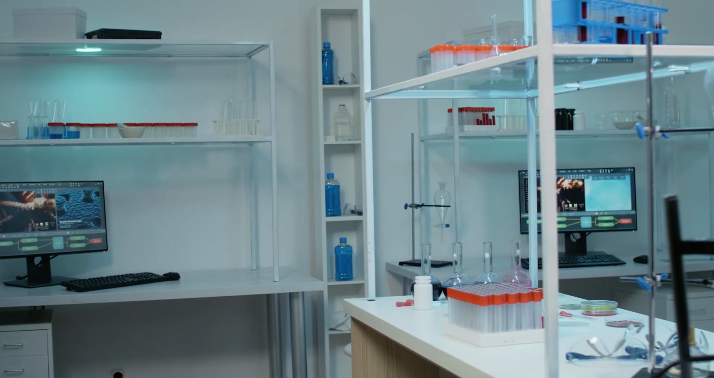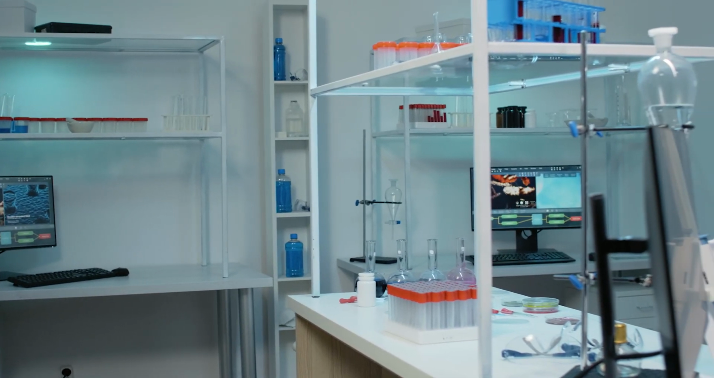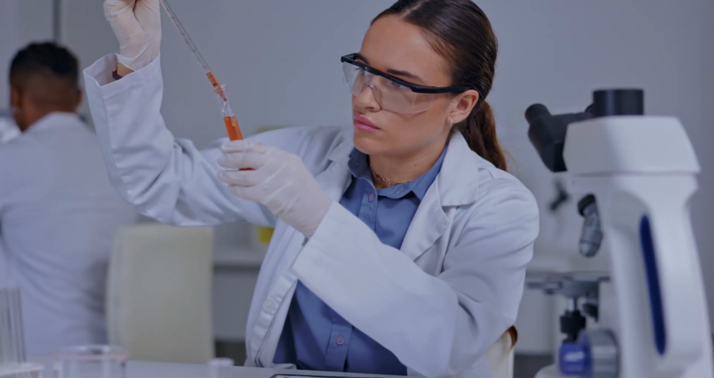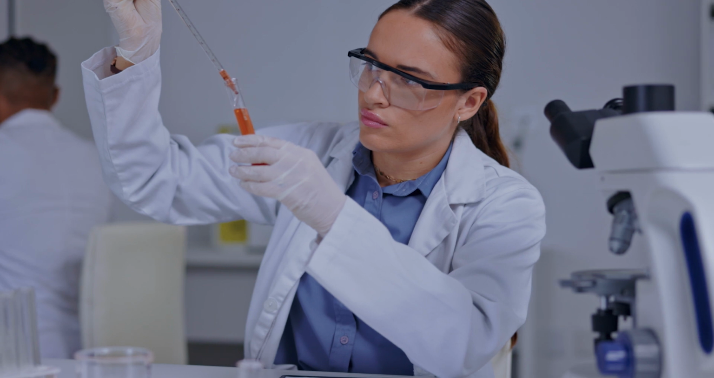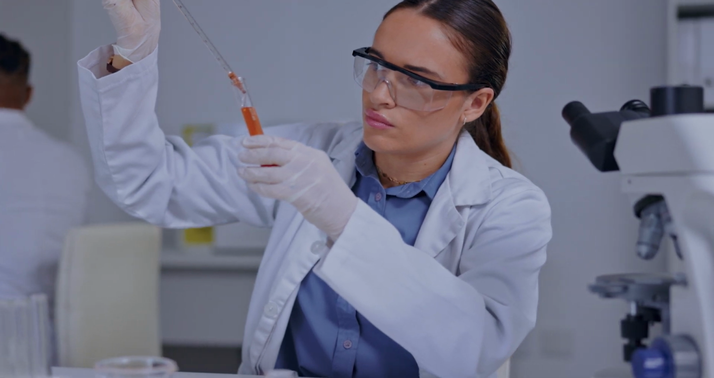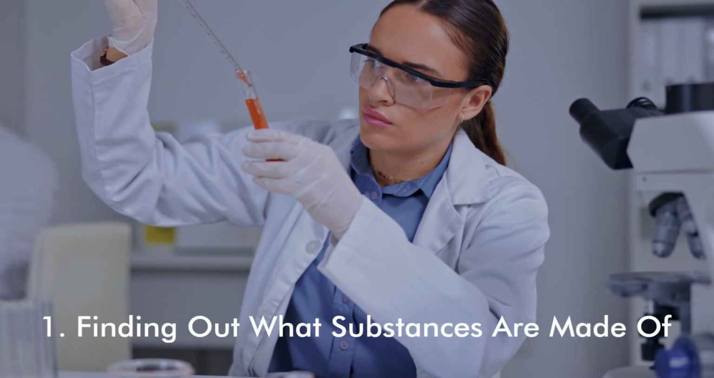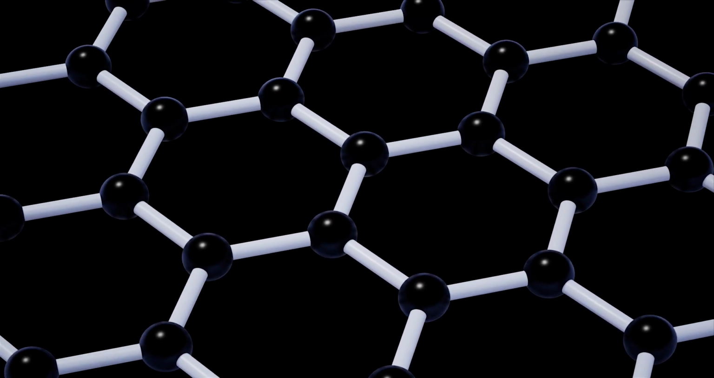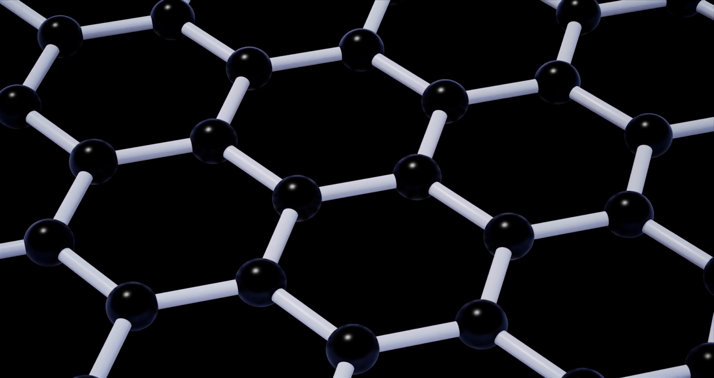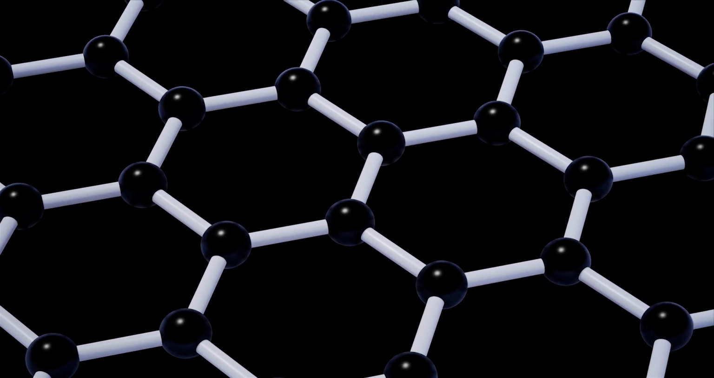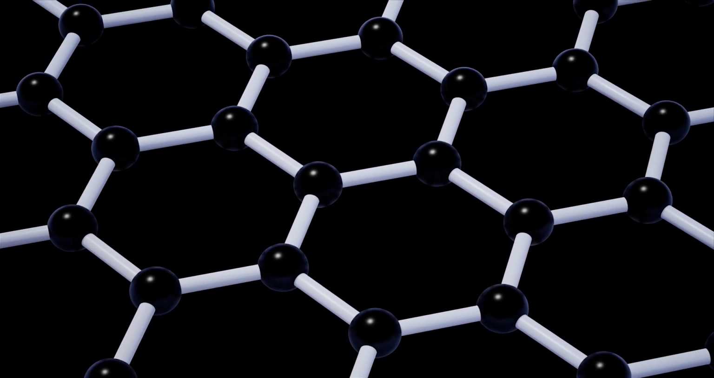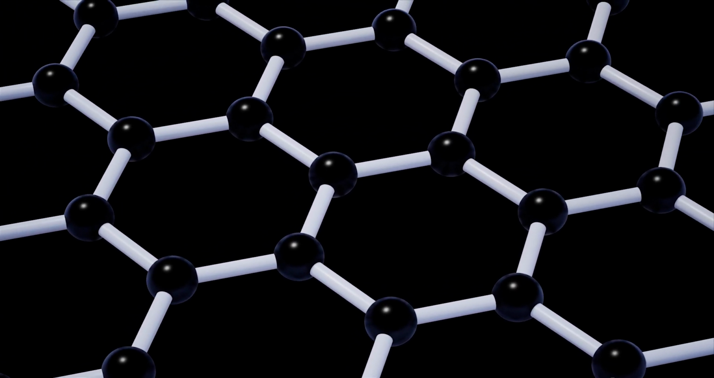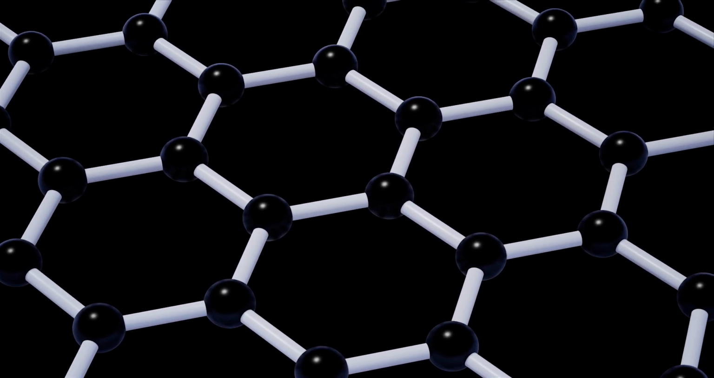So, what can we do with this information? Basically, two things. First, for various substances, we can find out what atoms and what molecules they're made of. We can find out what substances are made of. And second, we can put atoms together to make molecules of substances that we need. Sometimes when we do that, we make new kinds of molecules that have never existed before.